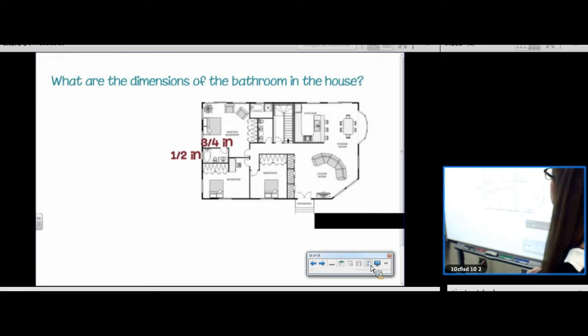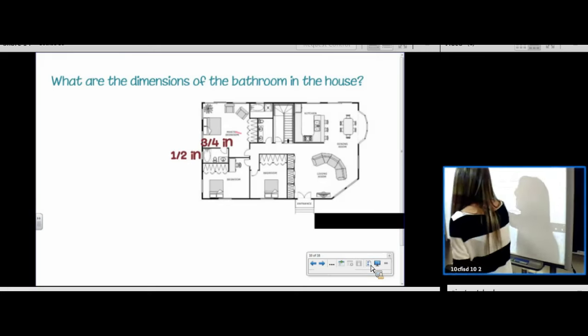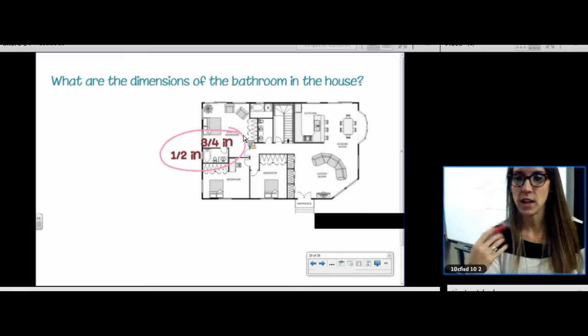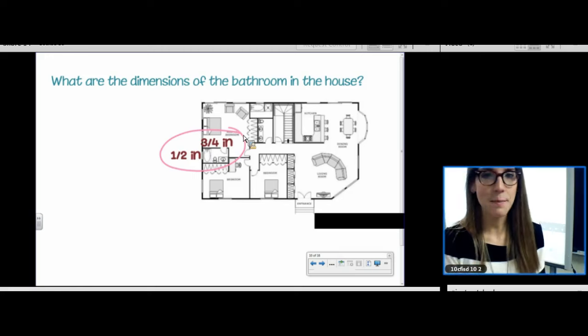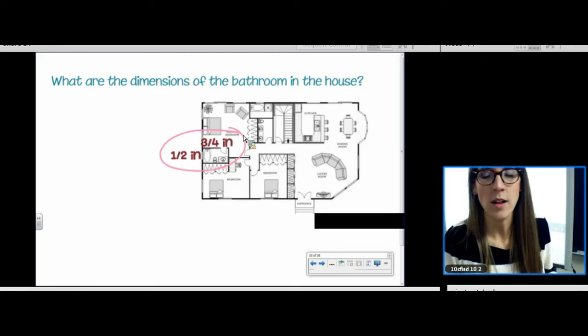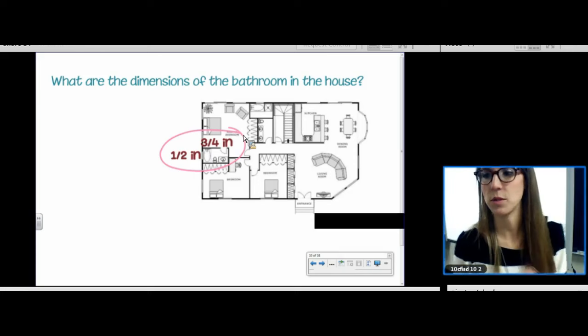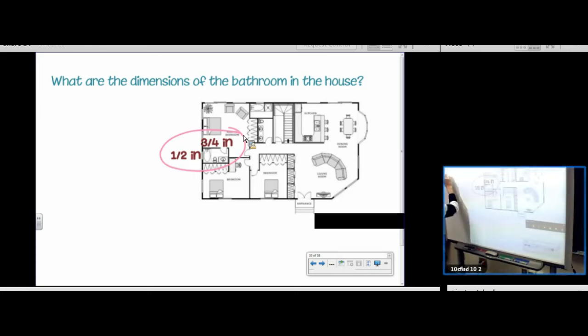What are the dimensions of the bathroom in the house? Okay, so they gave us these dimensions. What was our scale factor? 102. You can take dimensions and just multiply by the scale factor. That's what scale factors are for. They are meant for multiplication, multiplication, multiplication. So I can take the width and multiply it by 102. I can take the length or whatever and multiply it by 102.